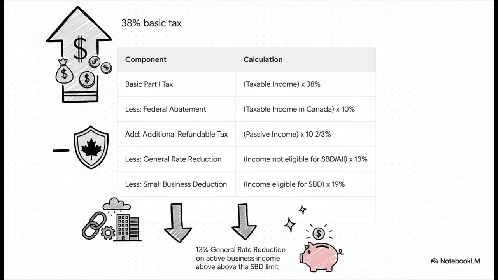Everyone starts up at the top with a 38% basic rate. Then you subtract that 10% federal abatement we talked about. Next, you have to add the additional refundable tax on any passive investment income. After that, we get to the deductions for the active business income. For any active income above the $500,000 SBD limit, there's something called the general rate reduction, which is 13%. And for the income within that first $500,000, you get that big 19% small business deduction. What's left at the very bottom is your final Part I federal tax payable.